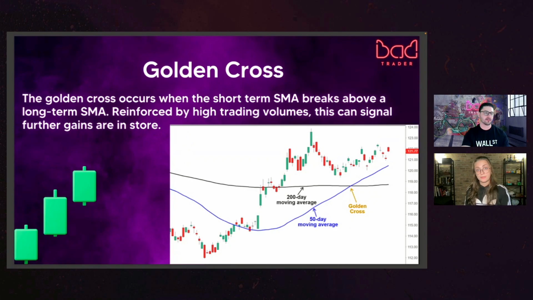Yeah, in every asset, whether it's crypto or whatever asset you want. That's the benefit and the main thing of simple moving averages. They can be applied to everything.